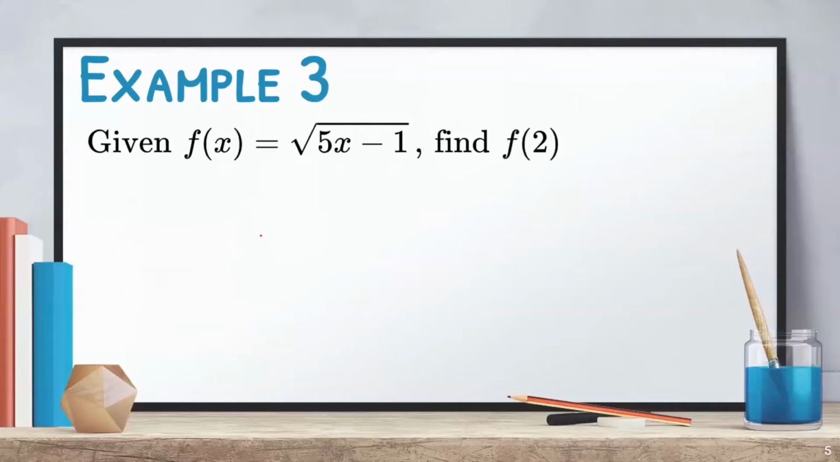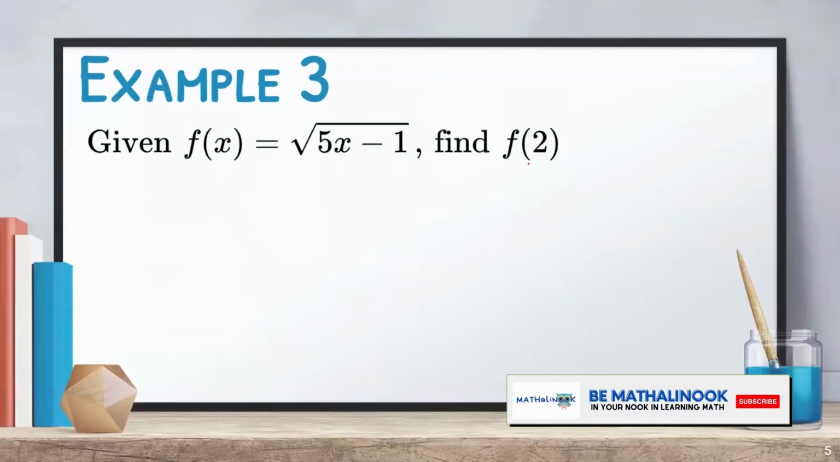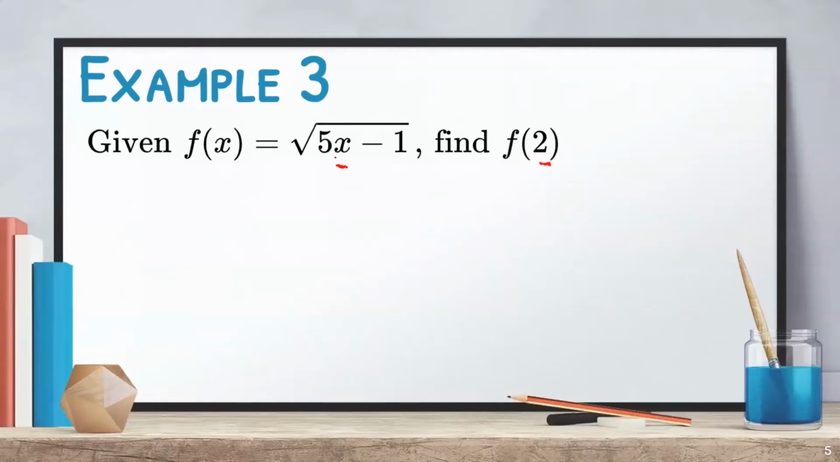For the third example, given f of x is equal to square root of 5x minus 1, find f of 2. Since we need to solve for f of 2, it means that we need to substitute 2 for the x of the given function. And that will give us f of 2 is equal to the square root of 5 times 2 minus 1.